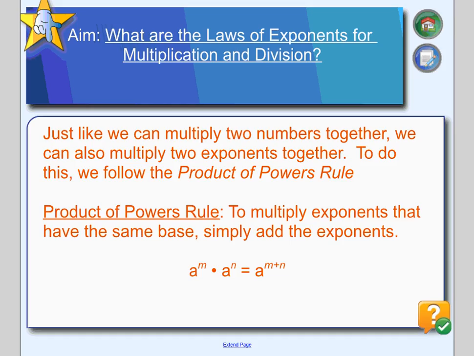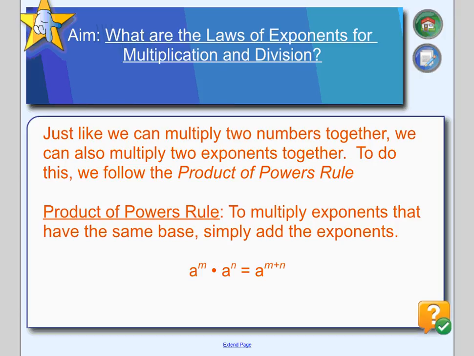Welcome to the lesson on the rules of exponents. You were taught earlier this year about the basics of what an exponent is, which is that it's repeated multiplication. Now we're going to learn how to do some different operations with those exponents. There are two properties or laws that we're going to learn today.